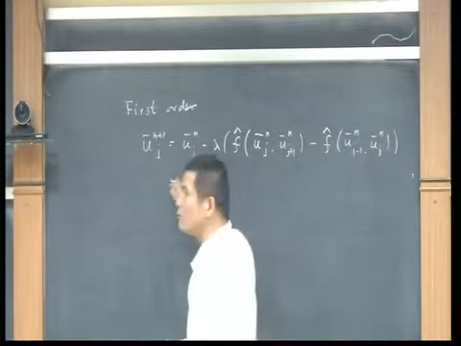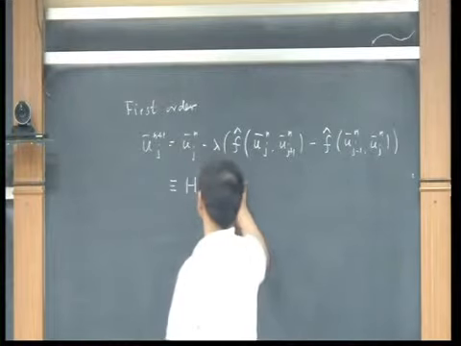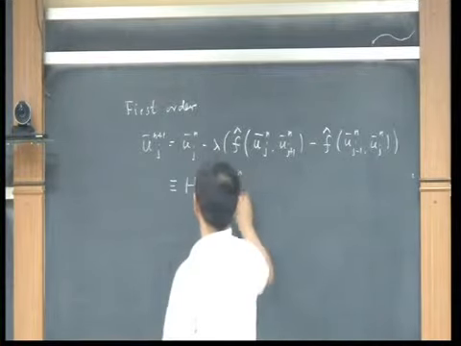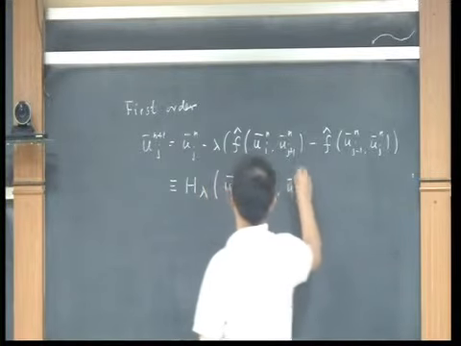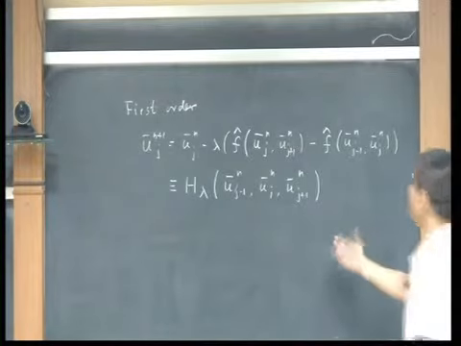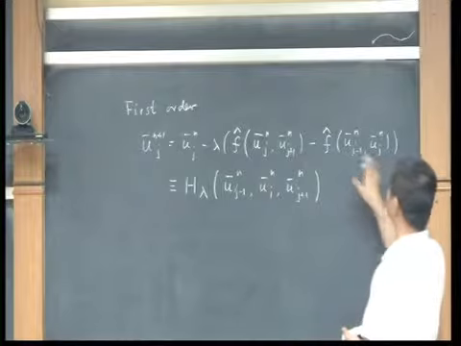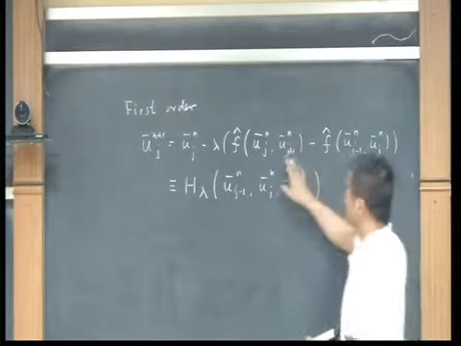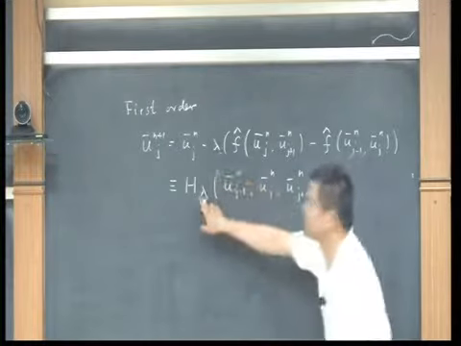Let me denote this by a notation h lambda, which depends on three guys: U bar of nj minus 1, U bar of nj, and U bar of nj plus 1. It's just a notation. So you see the right-hand side depends on three numbers, U bar of nj, U bar of nj minus 1, and U bar of nj plus 1. So it's a function of these three guys. It also depends on the second number.